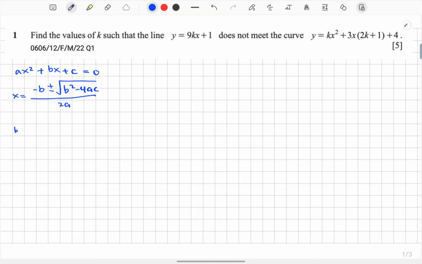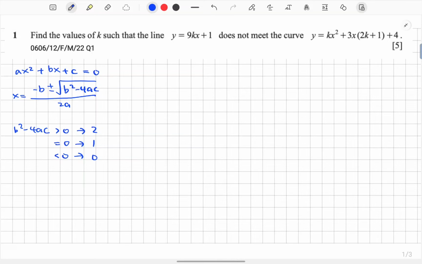The results of it can be categorized into 3. It can be greater than 0, it can be 0, or it can be less than 0. If it is greater than 0, it means there are 2 distinct results. If it is 0, it will only give us 1. If it is less than 0, it will give us none.